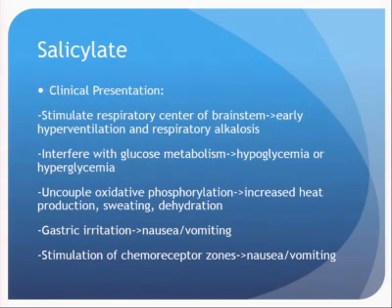All right, so the clinical presentation. Salicylates stimulate the respiratory center of the brainstem, which can cause some early hyperventilation and respiratory alkalosis. It interferes with glucose metabolism, so they can be either hypoglycemic or hyperglycemic. It uncouples oxidative phosphorylation, so it increases heat production, sweating, and dehydration. They get gastric irritation, so nausea and vomiting. As well, it stimulates the chemoreceptor zones and also causes nausea and vomiting. Their system gets messed up, okay?